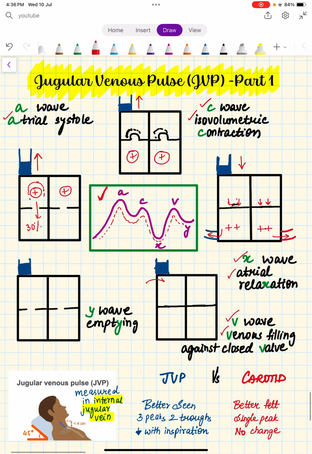The next one is the V wave, which corresponds to venous filling against the closed valve. So there is venous filling from the SVC and from the IVC. This bounces off across the closed valve, and this is what produces the positive deflection in JVP.